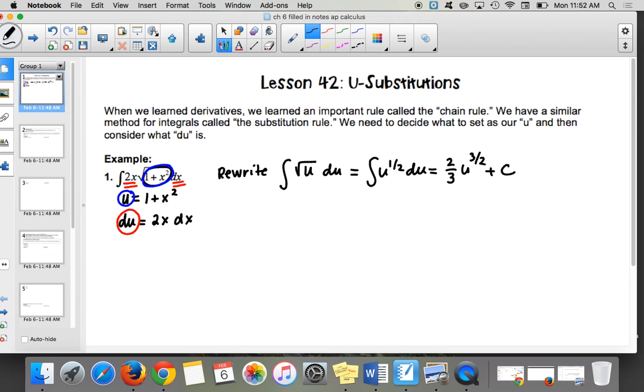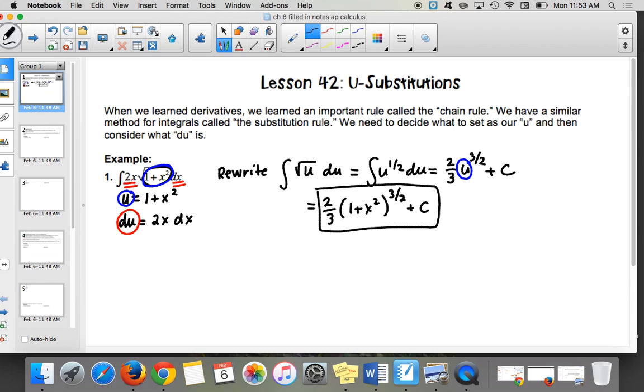And then the last step, just like W substitutions in algebra 2, we were trying to get everything in terms of x, not u. So what's our last step? What do we do? Take that u and replace it again, right? What was u? u was 1 plus x squared. So we put it back in. That is our final answer.